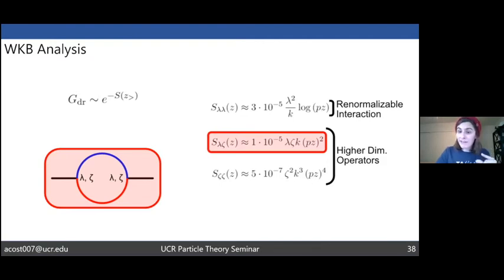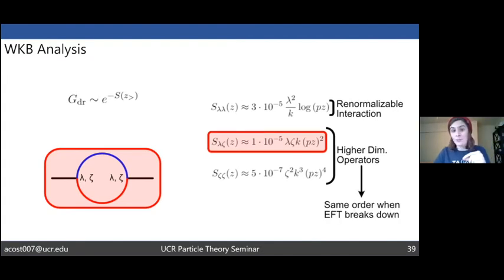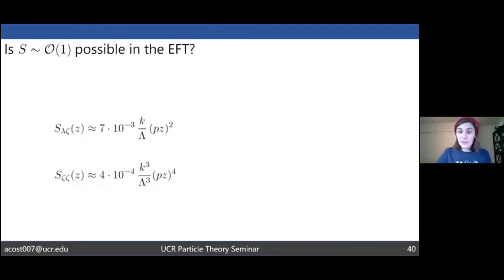And then by comparing the size of the lambda zeta and the zeta zeta contributions, we can determine when the EFT breaks down by comparing the contributions from these two higher dimension operators, the higher dimension contributions to the self-energy. So the first step to comparing these is to write the lambda and the zeta in terms of that higher dimension mass scale that I wrote earlier. Doing that, we get S lambda zeta and S zeta zeta as such.